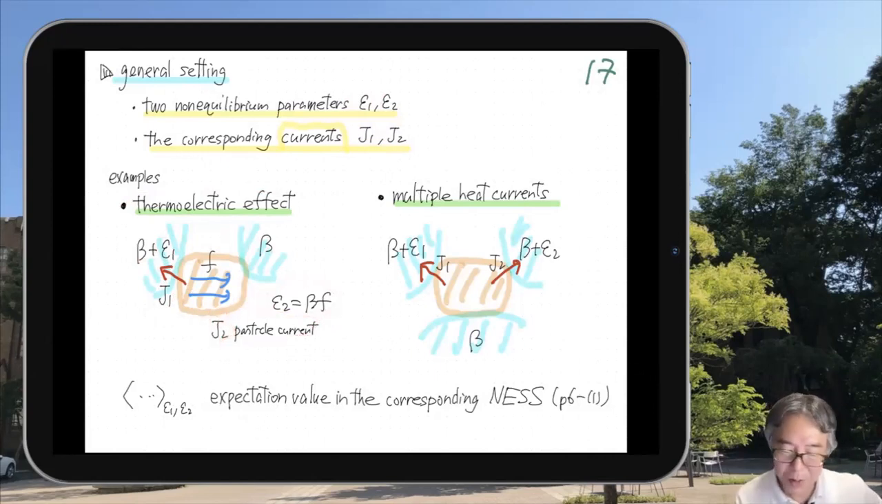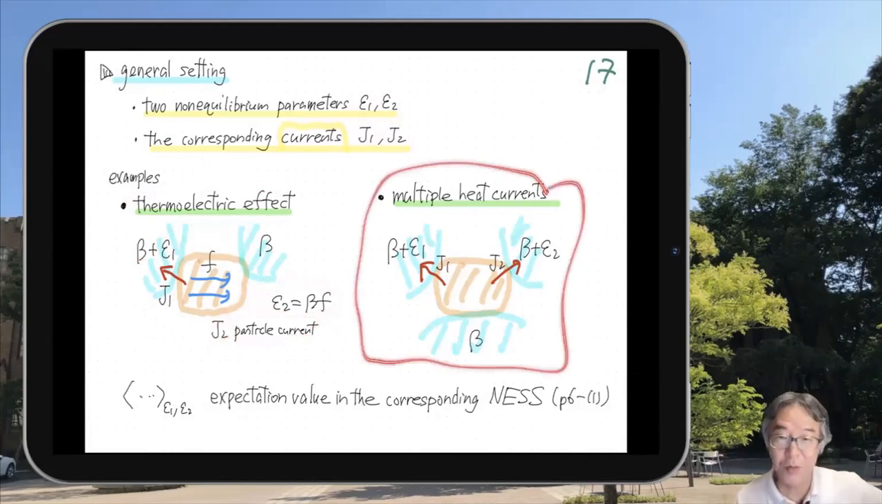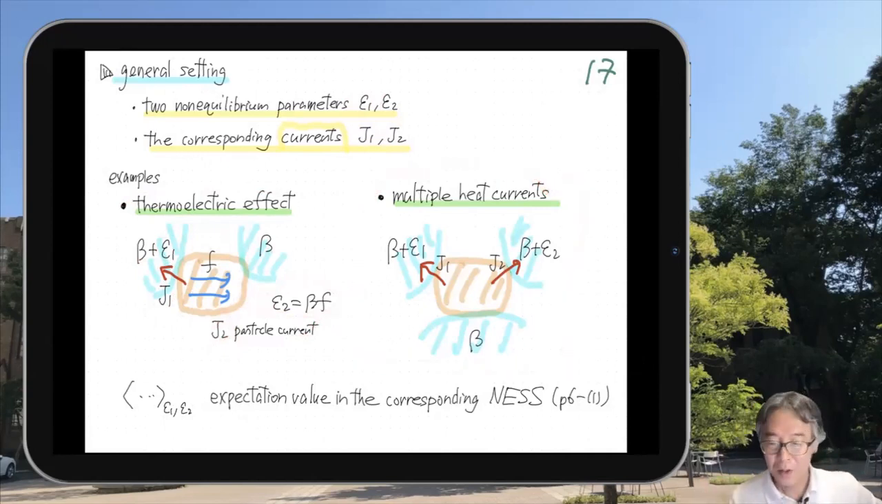But we can have a much more realistic situation with three heat baths. This is one heat bath, which is the reference. And here is one heat bath with temperature beta plus epsilon 1, and the other heat bath with beta plus epsilon 2. In this case, current J1 is the heat current from the system to this one, and J2 is a heat current from the system to this heat bath.